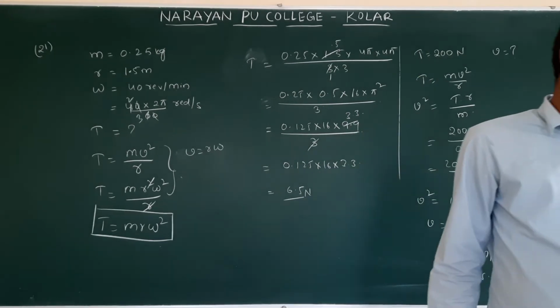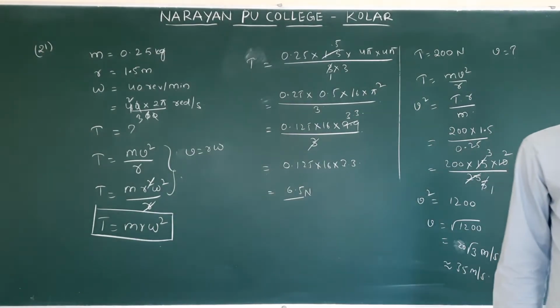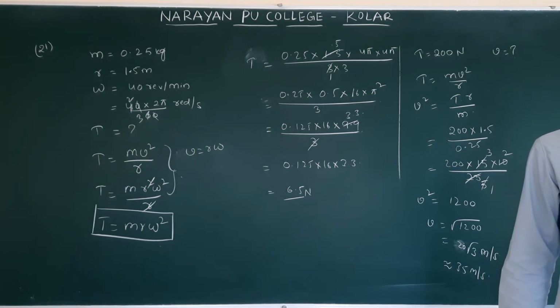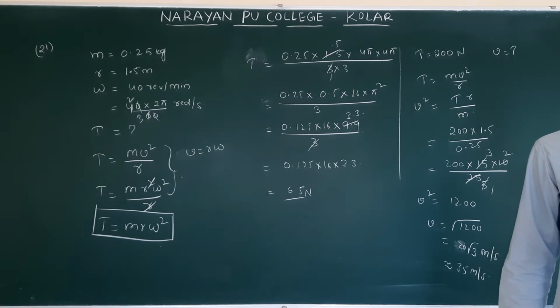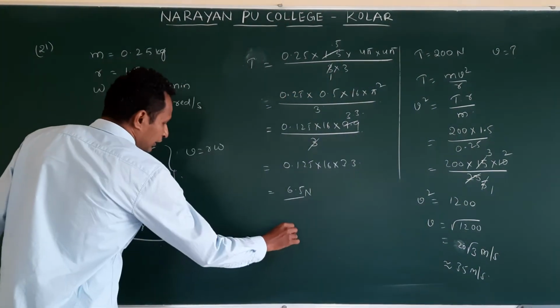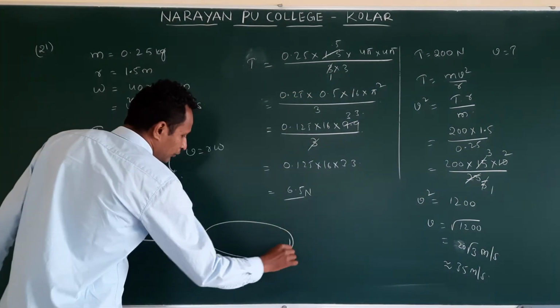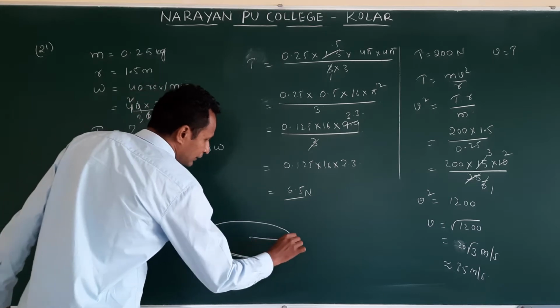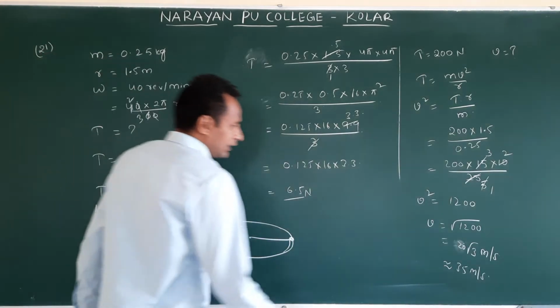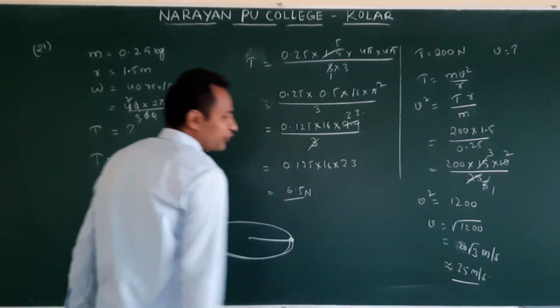Next, 22. In the previous problem, the speed of the stone is increased beyond the maximum possible value and the string breaks suddenly. Which of the following correctly describes the trajectory of the stone after the string breaks? So, the stone is moving in a circular motion like this. Okay? Now they are rotating, actual maximum is 35 meter per second.